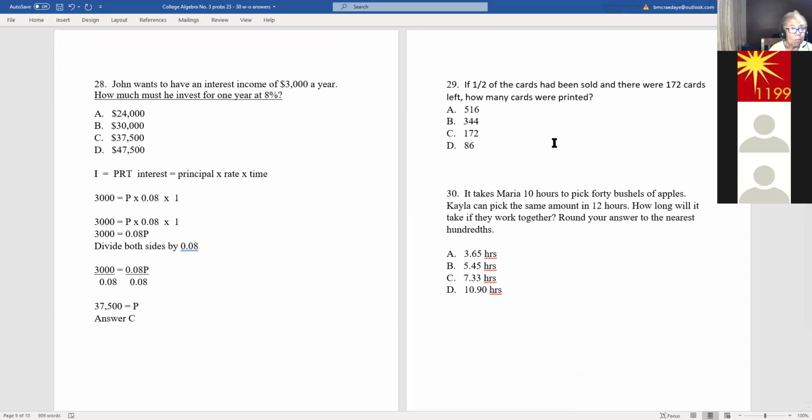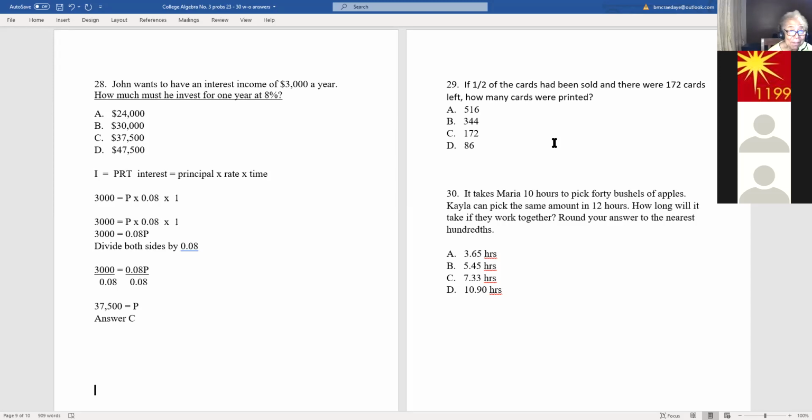One half of the cards had been sold. There were 172 left. How many cards were printed? I know you know that answer. You don't even have to really think about it that much. 86. Latoya, I'm surprised you said that. Why? Divide by 2. I said 86 because I just said half.